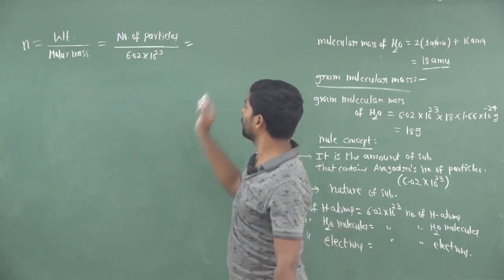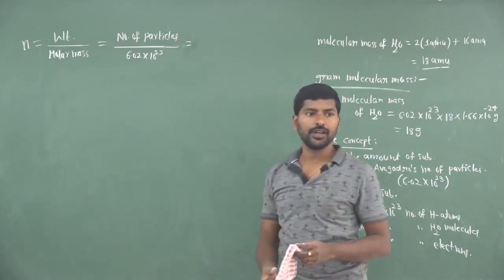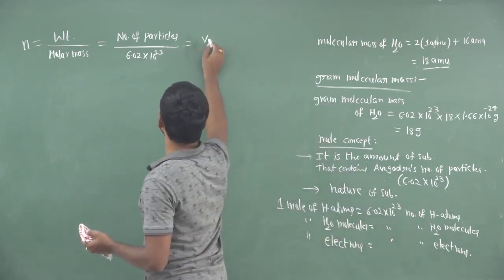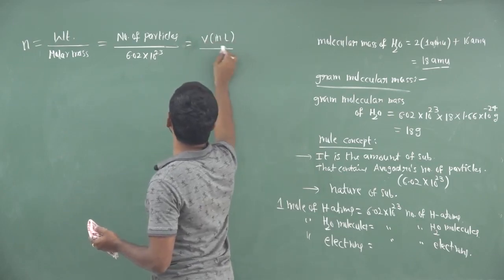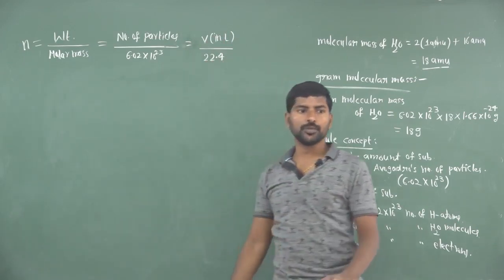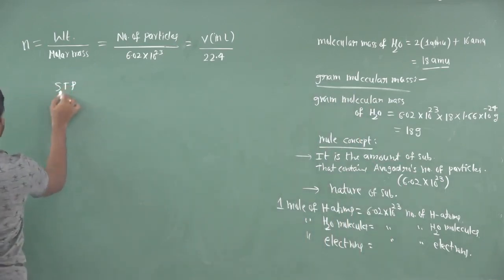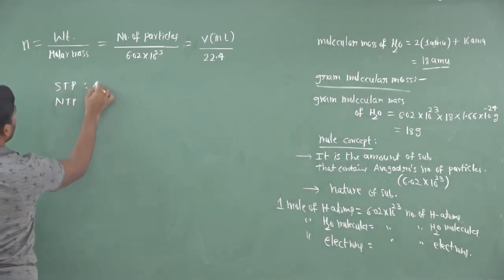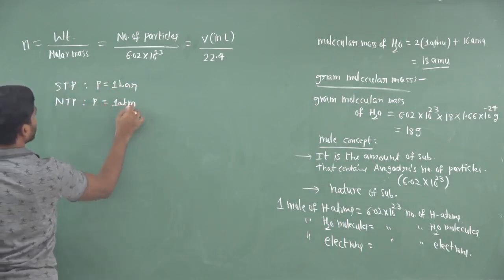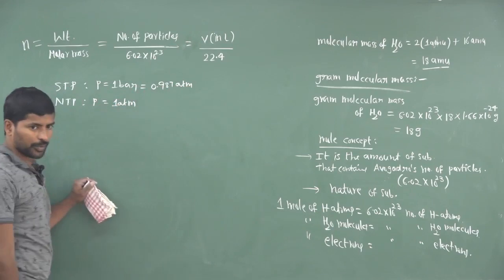Okay. Next one. For example, I am giving volume in liters under STP or NTP conditions. Then how to calculate number of moles? Volume in liters by, 1 mole of any gas under STP conditions occupies how much volume? 22.4 liters. Okay, a small difference between STP and NTP. Here we follow pressure 1 bar, here we follow pressure 1 atmosphere. 1 bar means how many atmospheres? 0.987 atmosphere.